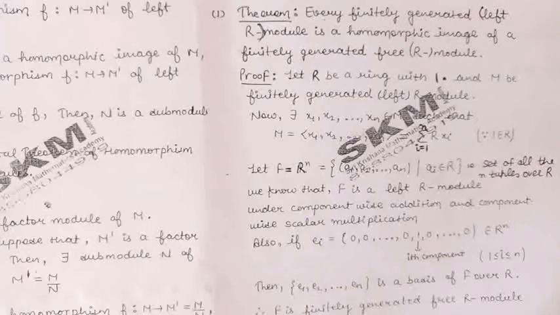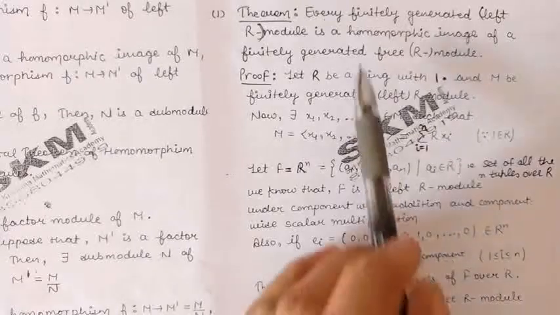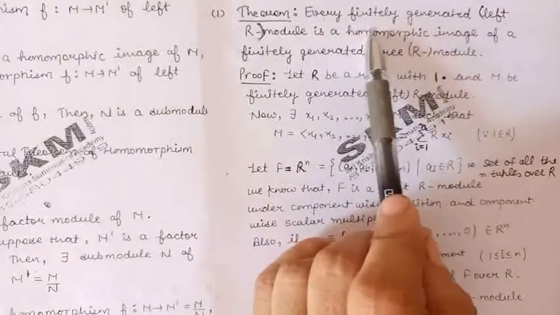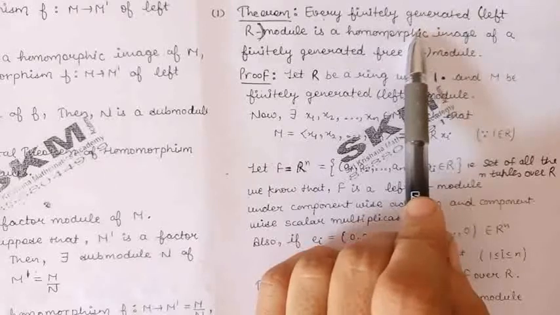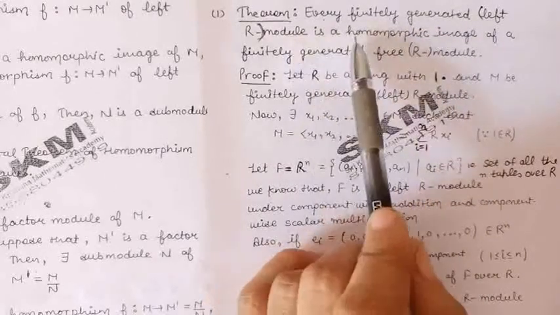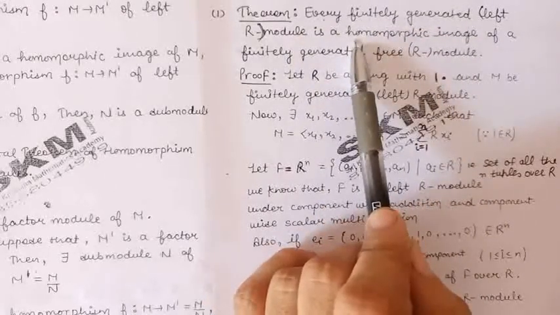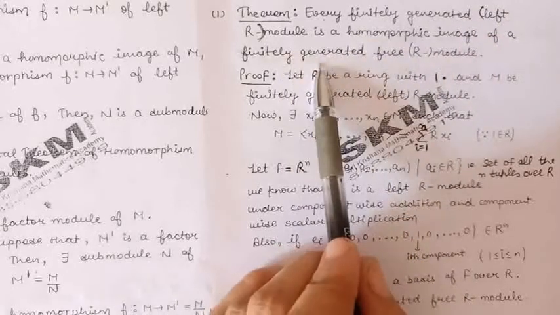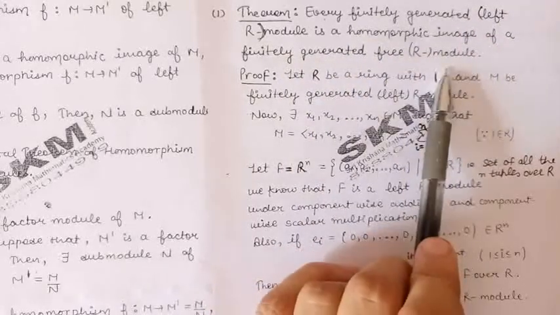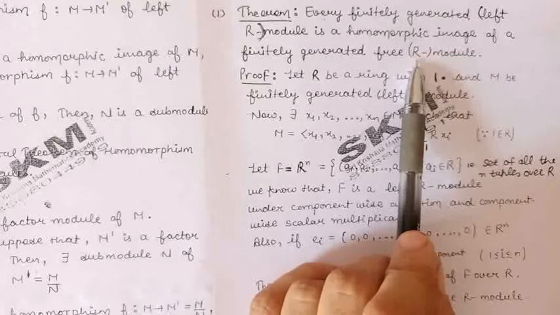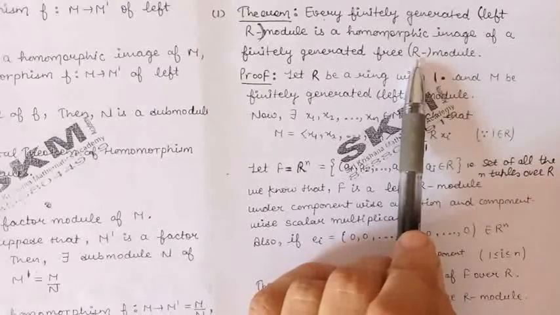Good morning, students. Today we will discuss some important theorems related to free modules. So our first theorem today is: every finitely generated left R module is a homomorphic image of a finitely generated free R module. Here, this R is a ring with unity.